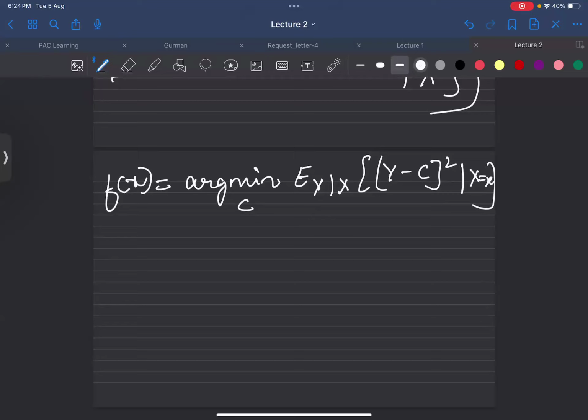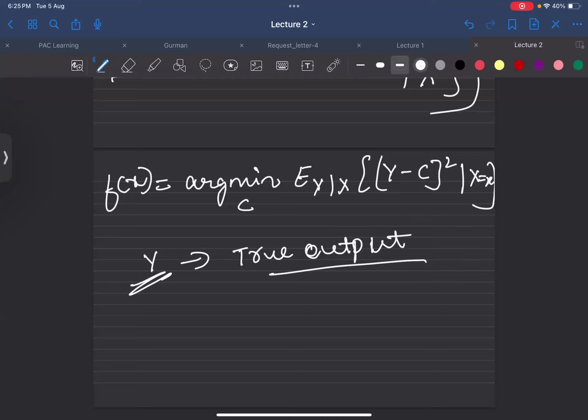How? Do we have y in the first case? Actual output, true output. Do we have this? Sorry. No, ma'am. We don't have the true output. So what can we do? Any idea? What I am saying is, okay, this is the true output, and then find out the C. But we don't have the true output. What can we do?